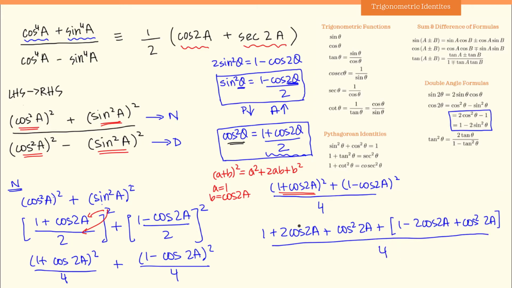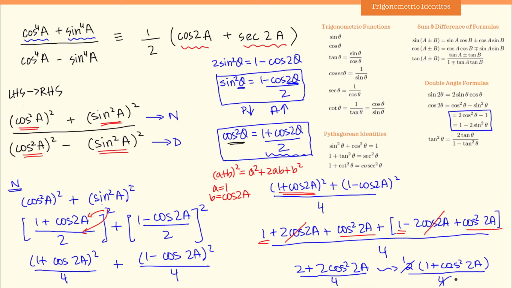This 2 cosine of 2a and this 2 cosine of 2a cancel each other out, and 1 plus 1 is 2, and cosine square 2a plus cosine square 2a is 2 cosine square 2a. So I am going to write this as 2 plus 2 cosine square of 2a divided by 4. And if I take 2 common in the numerator, it would be 1 plus cosine square 2a divided by 4, and this 2 and this 4 cancel out, so I'll get 1 plus cosine square 2a divided by 2. This is the simplification of this numerator.